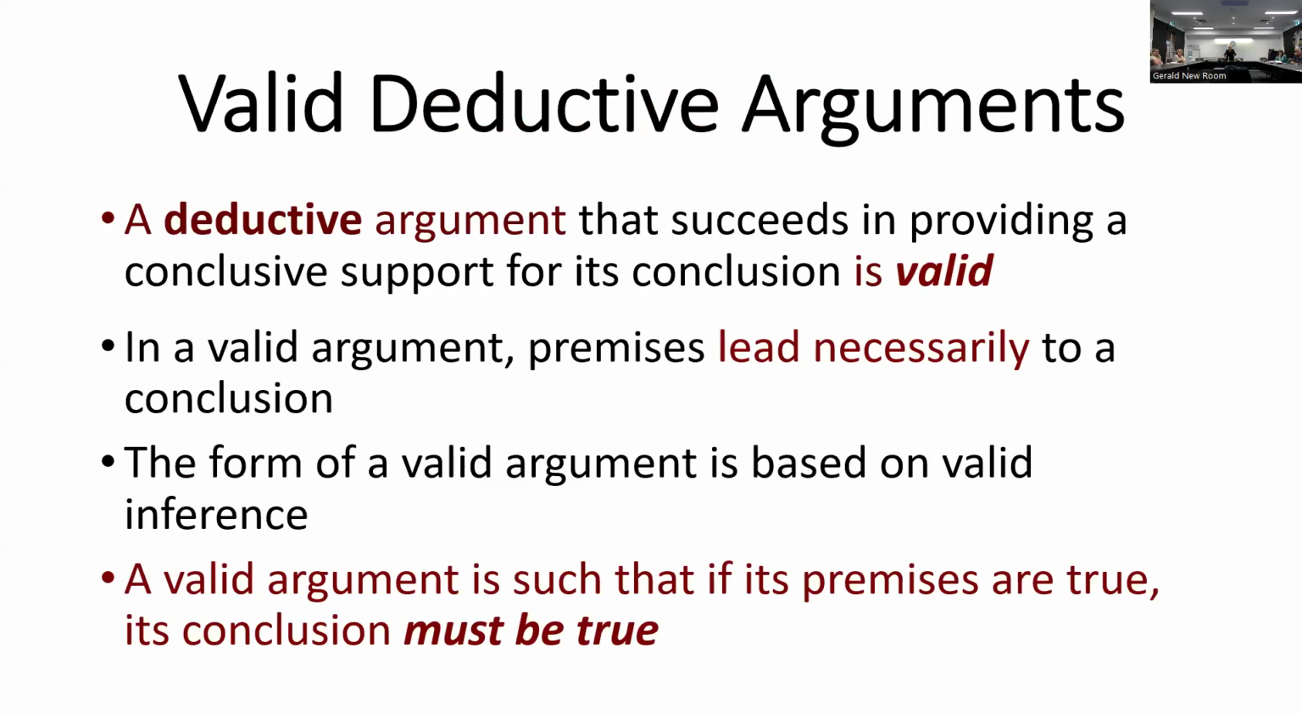Now, a deductive argument that succeeded in providing a conclusive support for its conclusion is valid, yeah? That's what we look at, yeah? A valid argument leads its premises necessarily to a conclusion. The form of a valid argument is based on valid inference, yeah? All A's are B's, so we infer from it. And a valid argument is such, going back to the 3-4 slides before, that if premises are true, its conclusion must be true because of the form, yeah? Which of course is not the case in non-deductive argument, yeah?